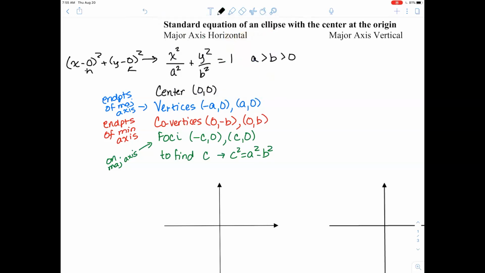Then one more thing, your major axis is 2 times A. So that means that your major radius is A, all right? And your minor axis is going to be 2b, and your minor radius will just be b.